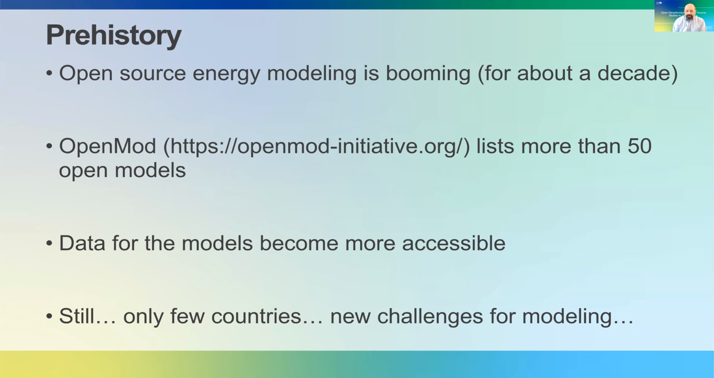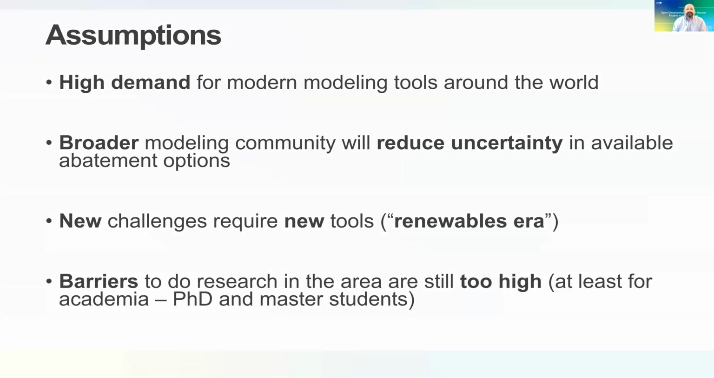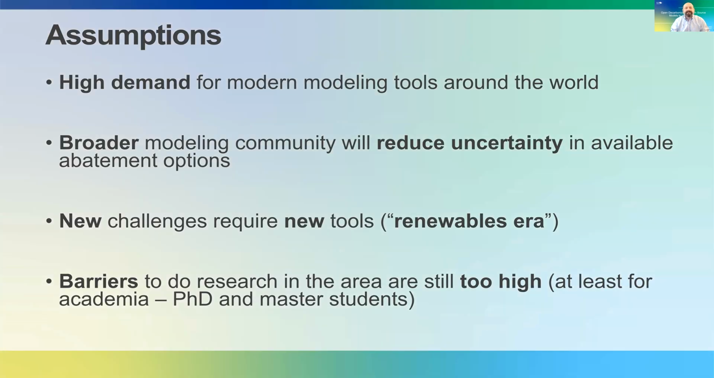So models have to adapt quickly. This is why we started thinking about it. Our assumption is that high demand still exists for modeling tools around the world. You maybe have a different opinion; we will see the poll soon. Another assumption is that if we have a broader modeling community, it will help reduce uncertainty in available abatement options around the world. So these are two assumptions.